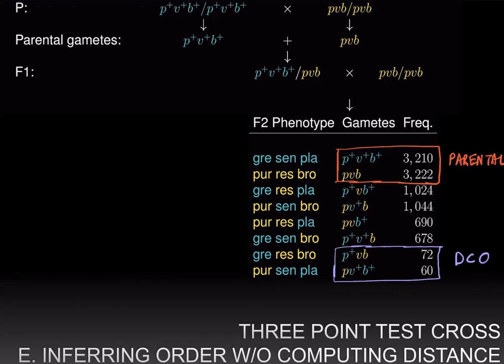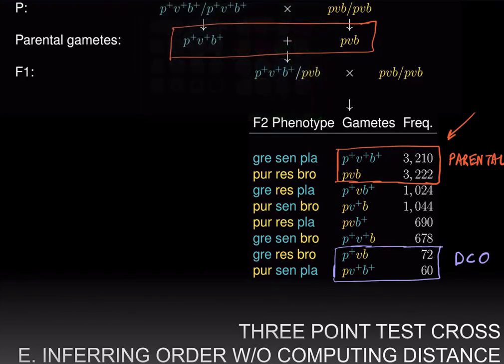And what this means is that even if we were not provided with the actual 3-point test cross, so we did not know what the parental genotypes were, we can always just look at this table and pick the most abundant genotypes as the parental genotypes. And finally, you have genotypes that have intermediate abundances, and those are single crossover events.